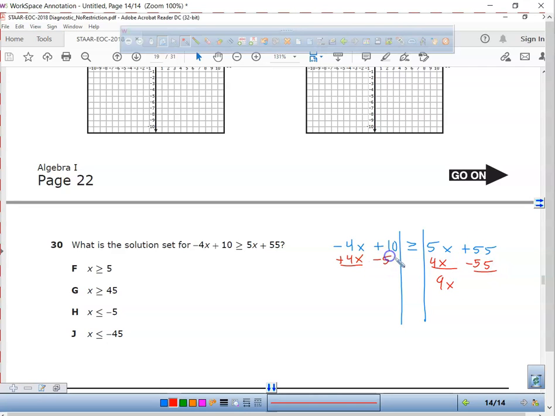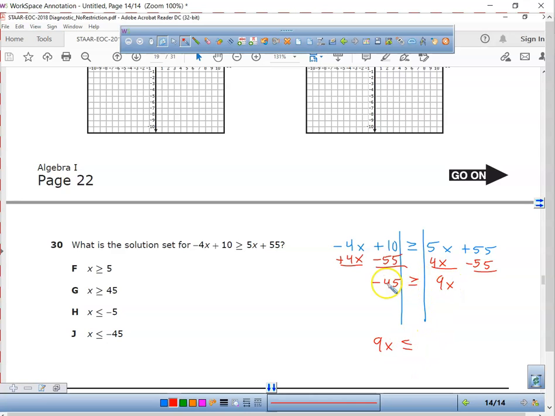And I'm going to take away 55 from this side. And I get -45. And the sign stays the same because I have not multiplied or divided by a negative. Now, I'm going to change this and see if this makes sense to you. See how this is pointing? That greater than symbol is pointing right there at the 9x. I got to keep that pointing.